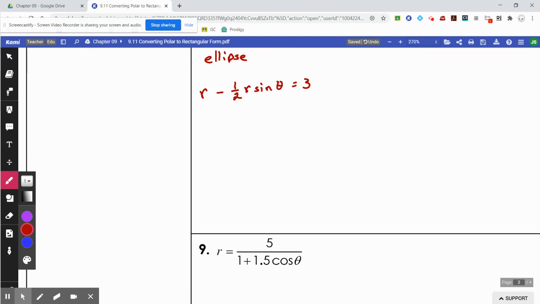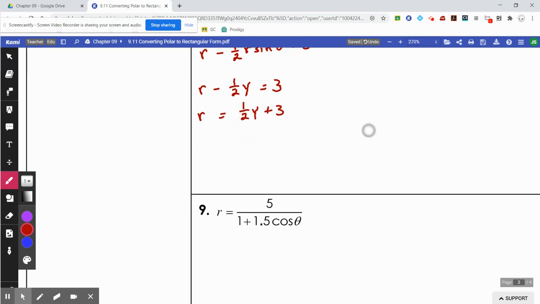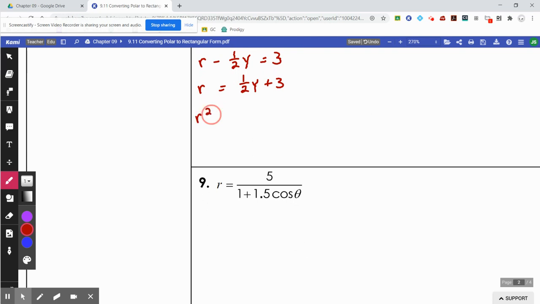Same thing, r sine theta, we're going to replace with y. So you have r minus 1/2 y is equal to 3. Let's isolate our r so we can square it. So r is equal to 1/2 y plus 3. Square both sides gives me r squared equals 1/4 y squared. Multiply them and double it. That's going to be 3/2 plus 3/2 will be 3y plus 9.